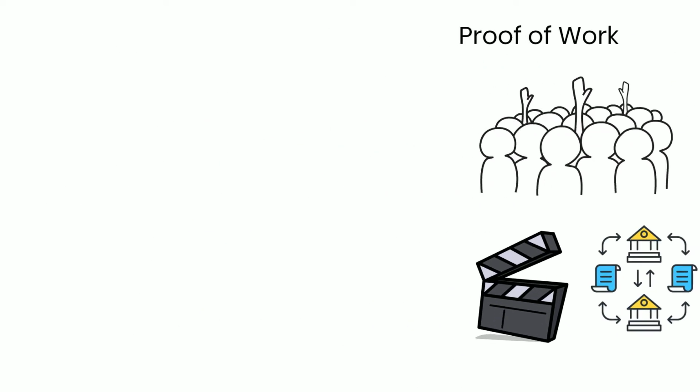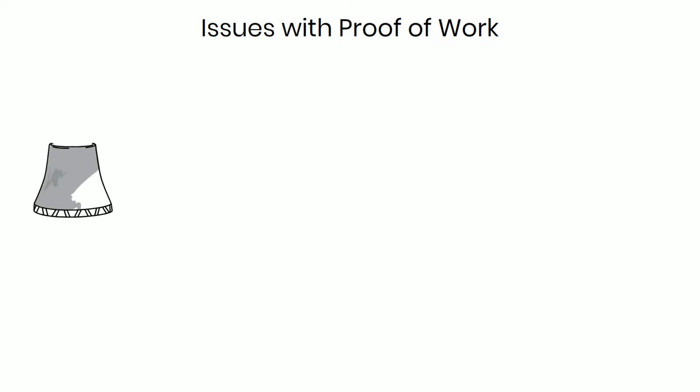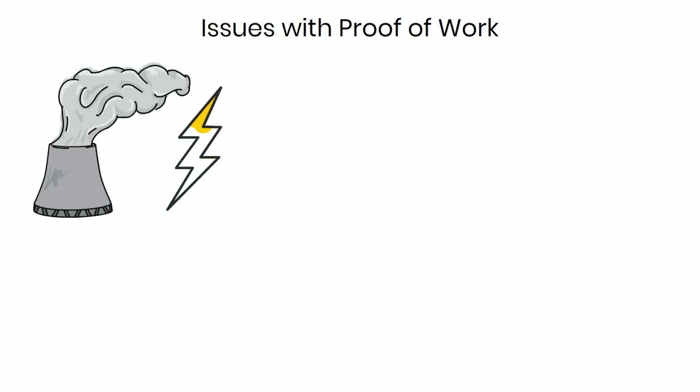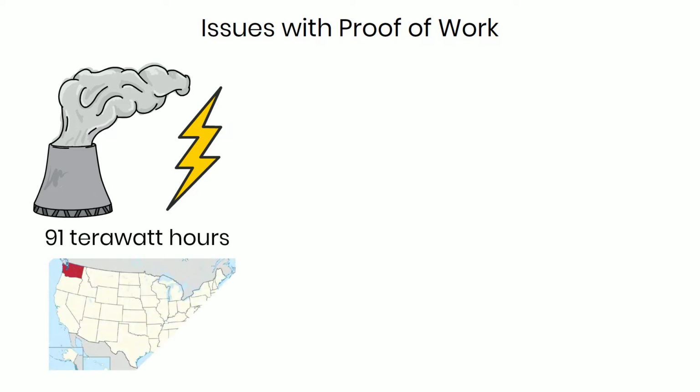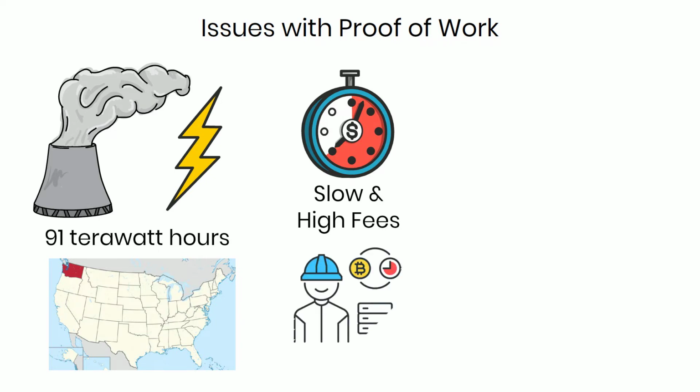While proof of work has its advantages, there are issues with it. The number one issue with proof of work is the negative impact on our environment. Energy used for proof of work each year is around 91 terawatt-hours, the same amount used by the state of Washington annually. The second issue with proof of work is inefficiency. The process is slow and incurs high fees. The third issue is miners in proof of work go unpunished if they try to manipulate transactions.